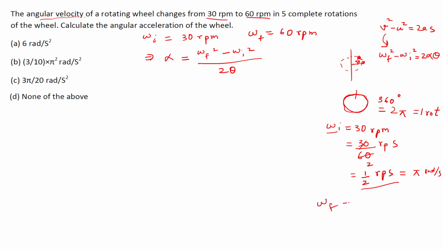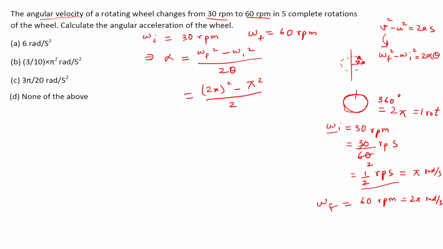So omega final will be, it's 60 rpm. That means double of omega i. That means it will be 2 pi radian per second will be the angular velocity if we express it in terms of pi. So putting this here, omega f is 2 pi, square of this, and square of this pi, square divided by 2.